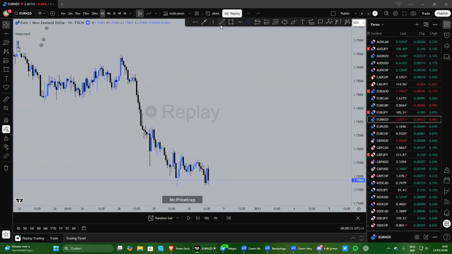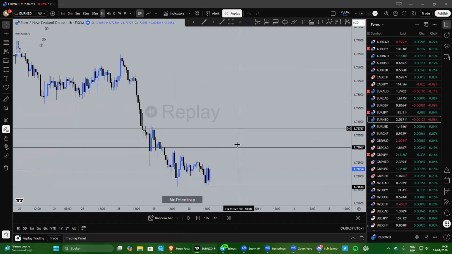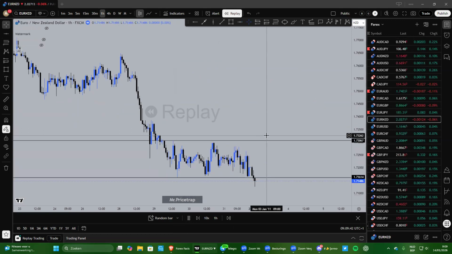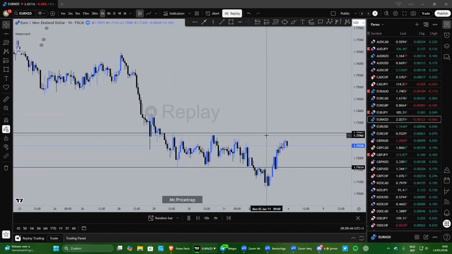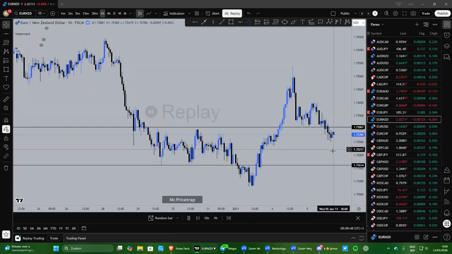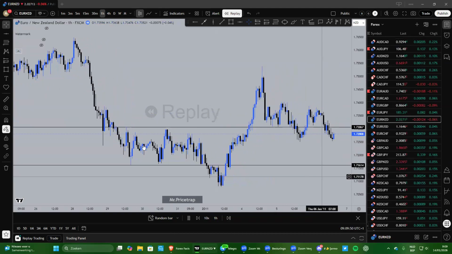We are creating structure. So right now you can basically just put a low and a high on there, and then you simply wait for the market to break out and retest and so on and so forth. So that's basically what you would be doing while you are backtesting your price trap strategy.